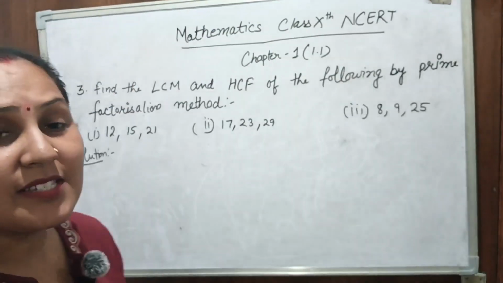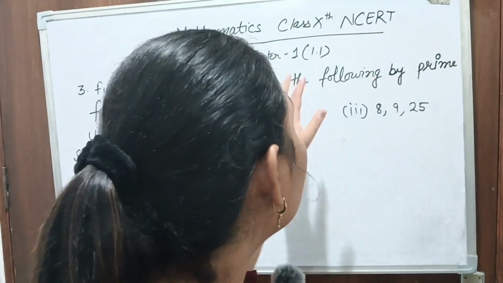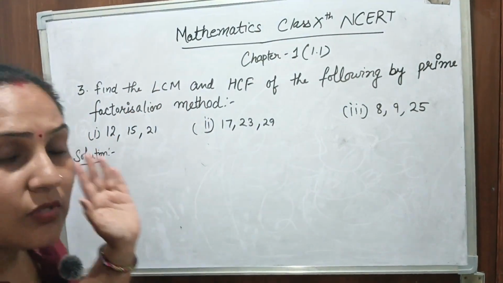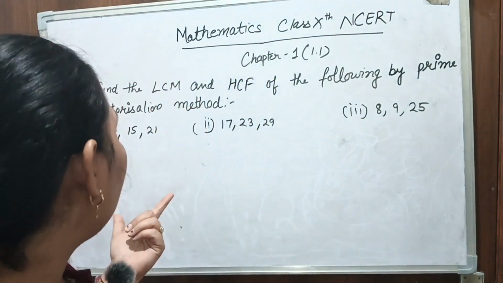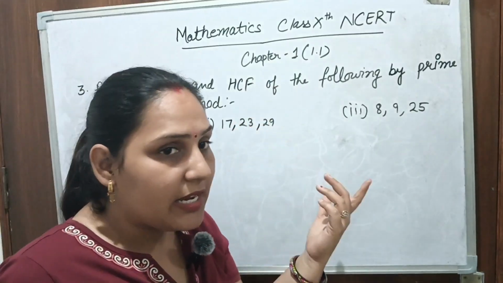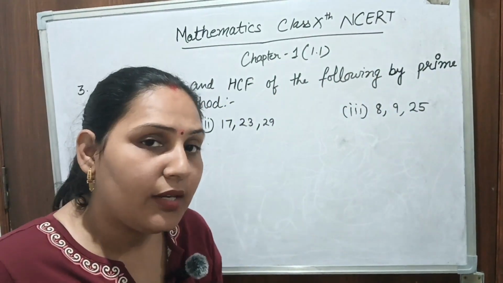So today we will study Mathematics of class 10th NCERT chapter 1 exercise 1.1 question number 3. We have solved question number 1 and 2 in our earlier videos. So today we will discuss question number 3. Find the LCM and HCF of the given numbers by using the prime factorization method.